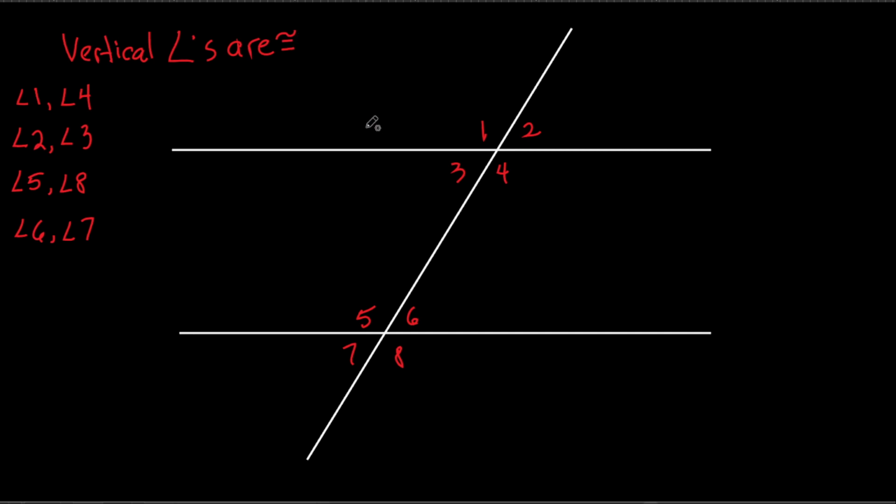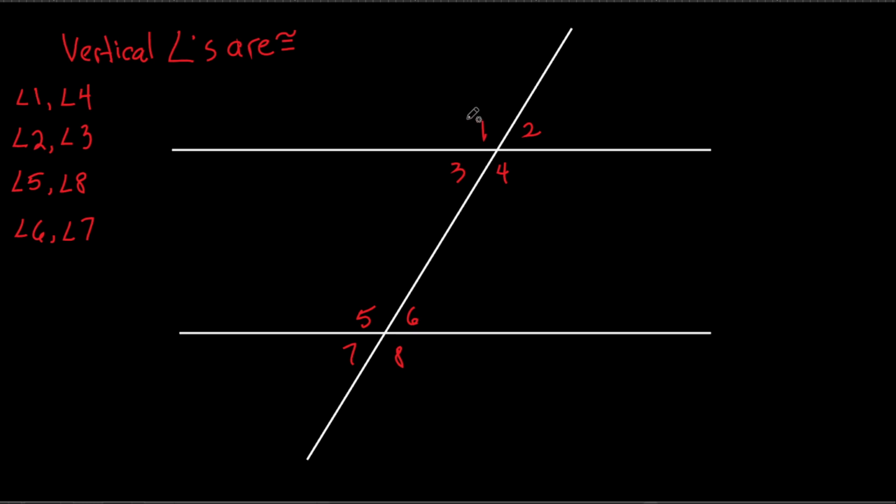Some teachers are. Some teachers say, no, that's not right. They're not equal. They're congruent. All right? And I understand what they're saying. But vertical angles are equal to each other. So if angle 1 was 120 degrees, what would angle 4 be equal to? 120 degrees.